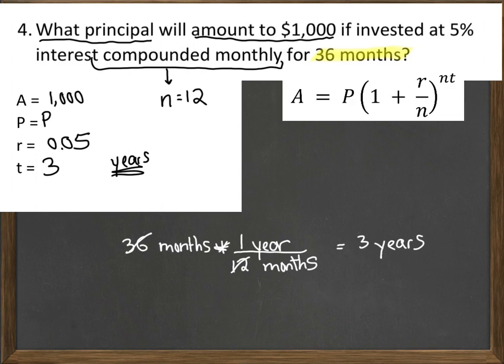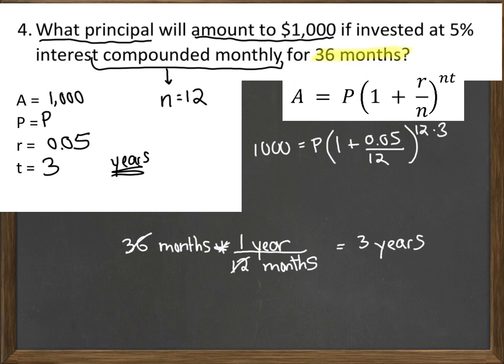So now I can use this equation. I have my A is 1,000, so I'm going to say 1,000 is equal to P. Remember, we don't know what P is. Times the quantity 1 plus 0.05 over 12, all raised to the 12 times 3.